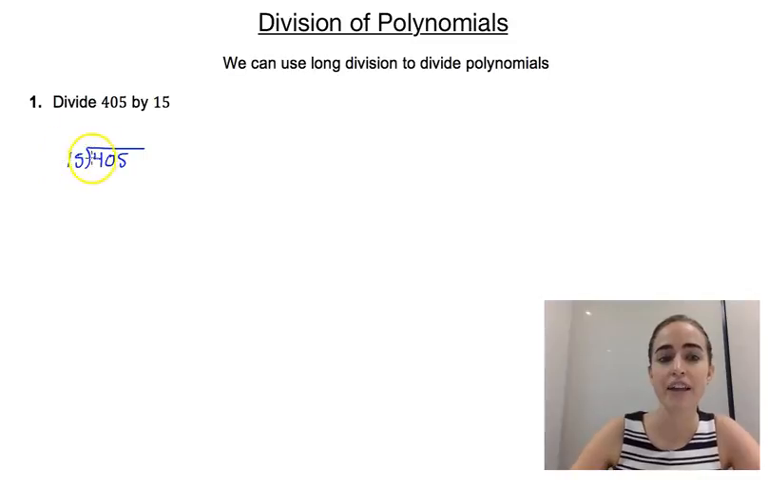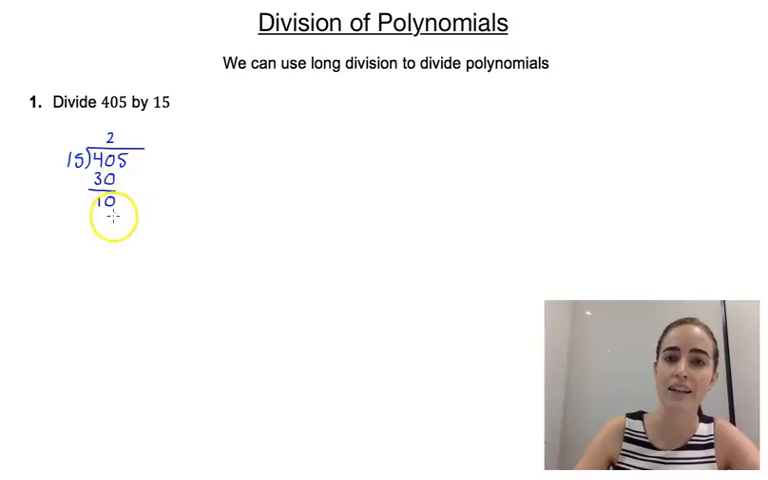Now 15 doesn't go into 4, so we look instead at that 40. 15 goes into 40 twice, which would give us 15 times 2 is 30. So we'll write the 30 underneath, and then we're going to subtract. 40 minus 30 would leave us with 10, and then we carry down the next digit. So instead of 10, we have 105.